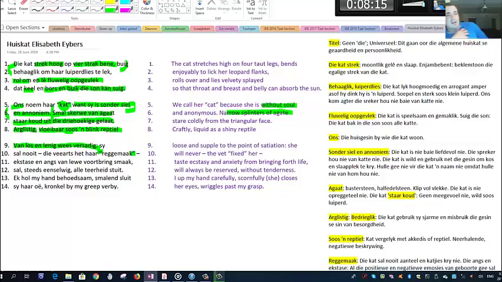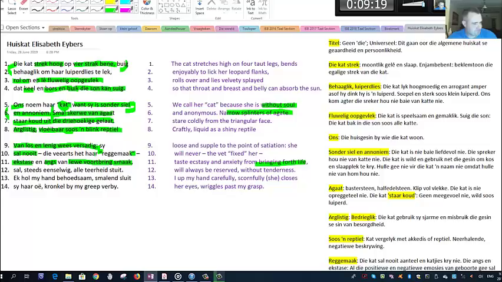The ecstasy and the anxiety. Wat lewe voortbring smaak sal steeds eenselwig alle teerheid stuit. So she will never, sy sal nooit, it's a long sentence, so just keep your head here. She will never, then you go to taste. She will never taste, smaak, the ecstasy, the happiness, and the anxiety that comes from what? Lewe voortbring. That comes from giving birth. Having kittens. So she will never taste the anxiety and the ecstasy of having kittens, bringing forth life, because the vet has fixed her up.